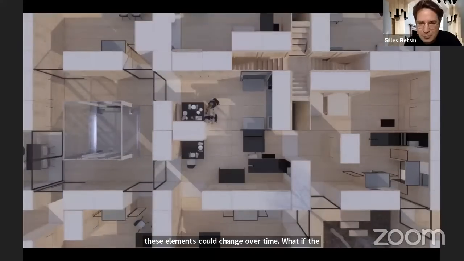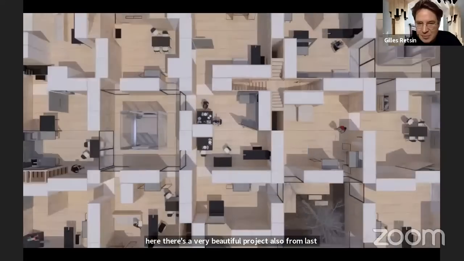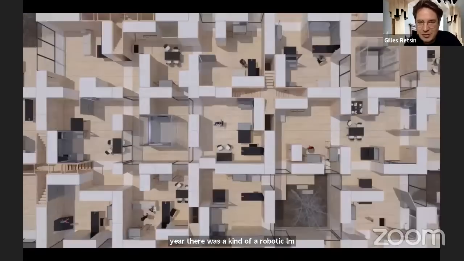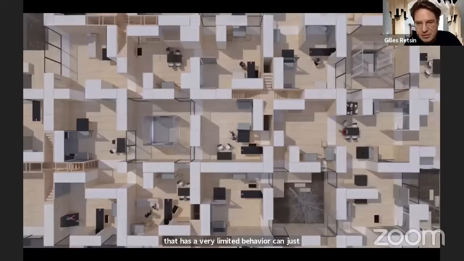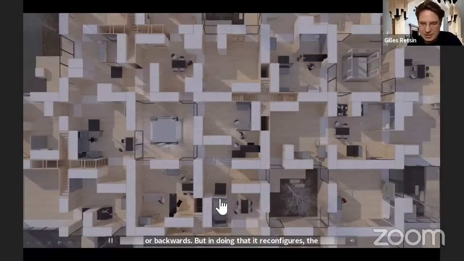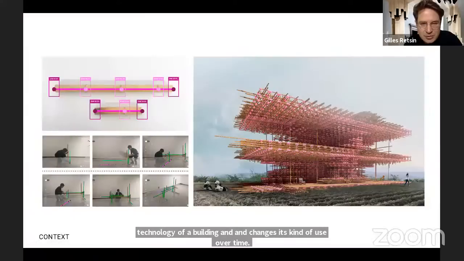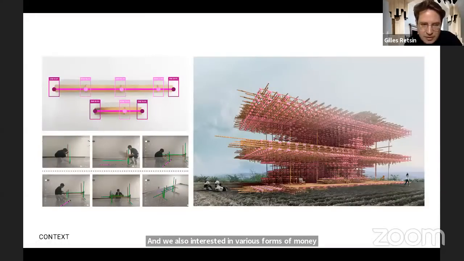So here there's a very beautiful project also from last year where there is a robotic element that has a very limited behavior, can just move forward or backwards. But in doing that, it reconfigures the typology of a building and changes its use over time. We're also interested in various forms of materials. For example, here we have been working with bamboo and augmented reality, where we again used machine learning to extract various aspects of bamboo rods and then generate assemblies.